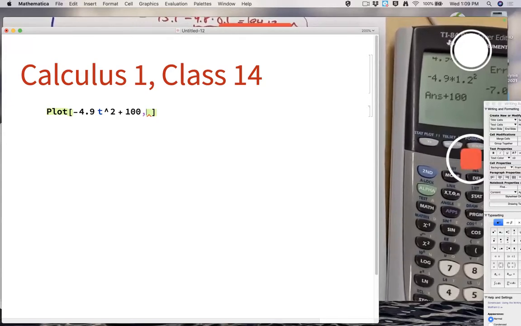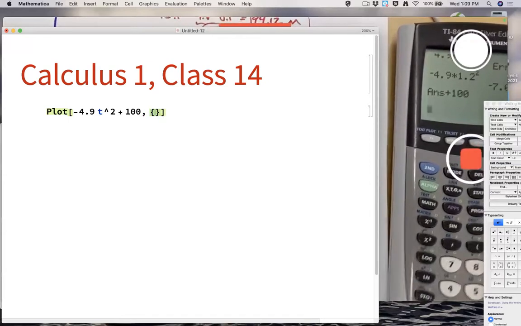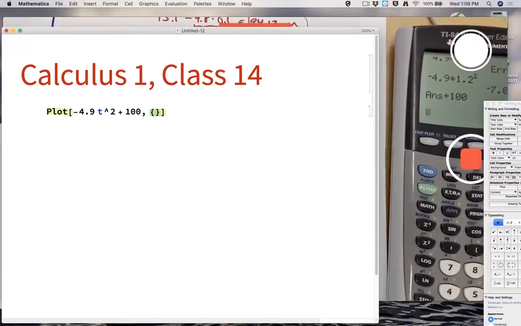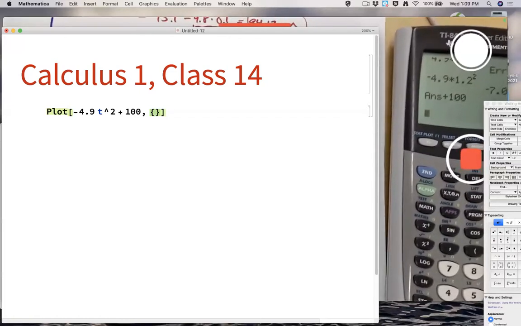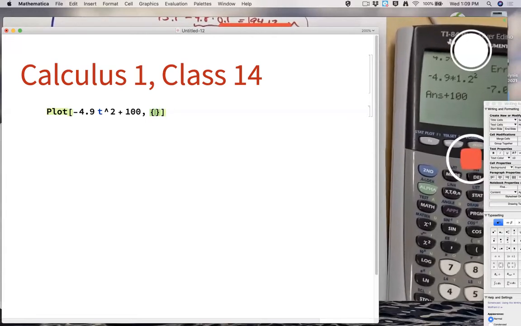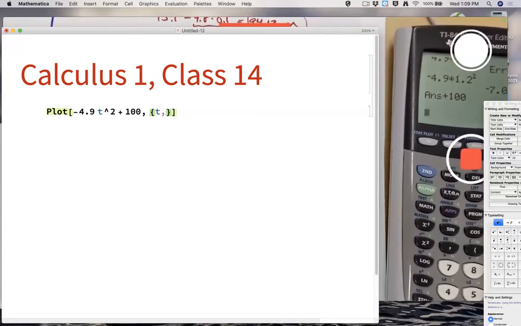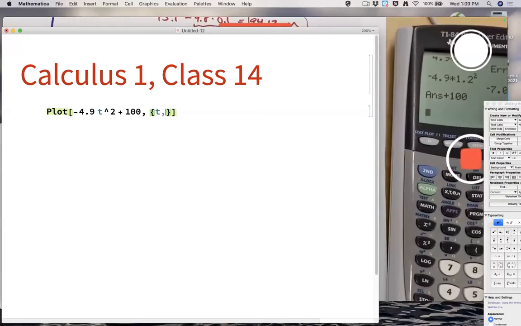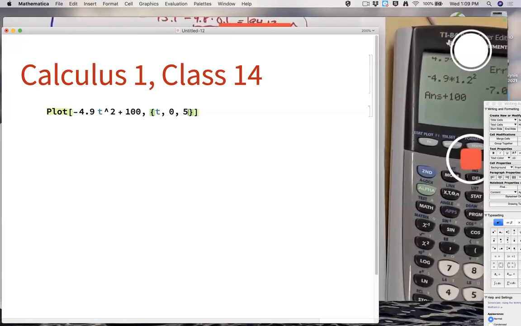Then you put a comma, and you make what's called a list in Mathematica, indicated by the curly braces that I just typed. And it's good to type them both right away, because one common error people make in Mathematica is they either forget commas and where they belong, or they forget to end their square brackets or their curly braces. Inside there, you put the variable t, comma, and then an interval, a t min and a t max separated by a comma. How about 0 to 5? That would be a time interval.